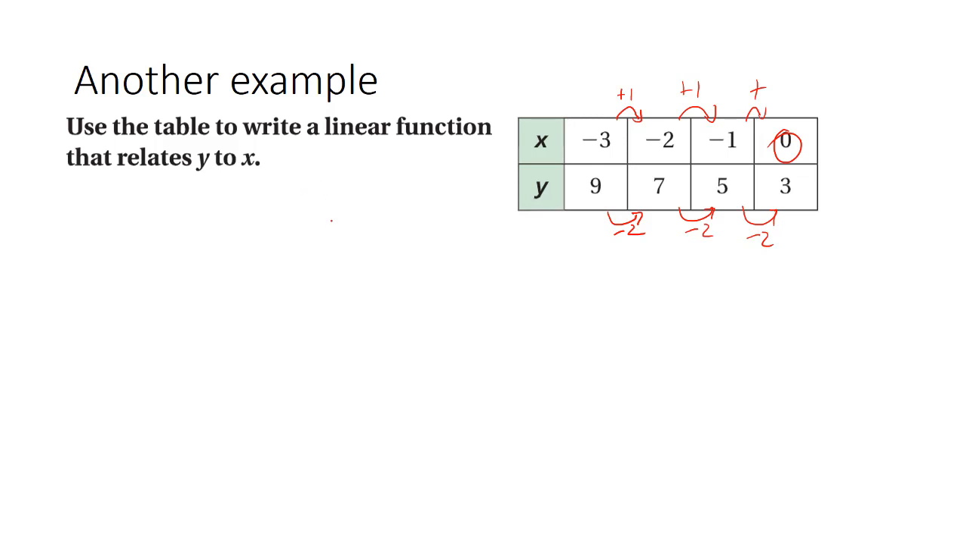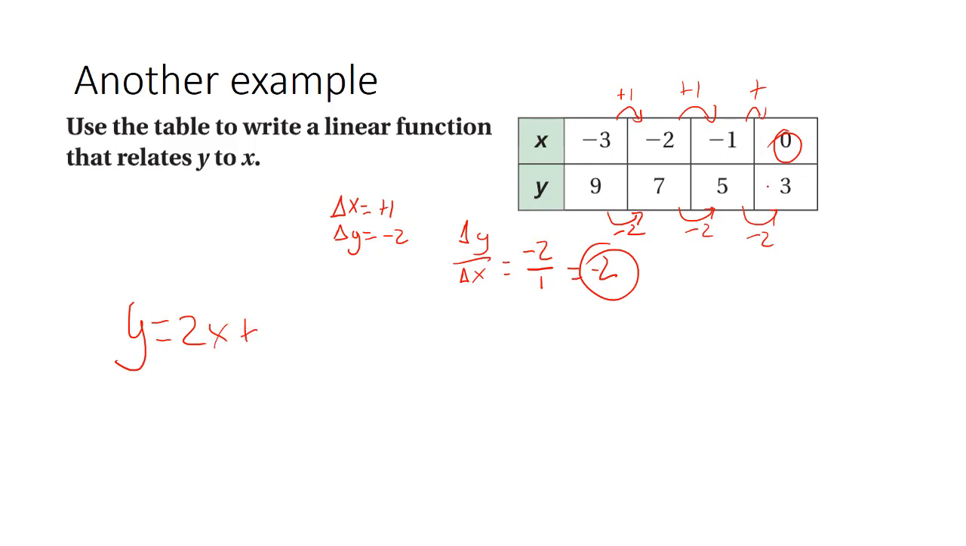And so that actually lets me know that my change in x is +1 and my change in y is -2. And since slope is change in y over change in x, this is -2 over 1, which is -2. That's the slope of my line. So y equals -2x plus b. Now remember, b is the y-intercept. The y-intercept is where x is 0. Well, when x is 0, y is 3. Y equals -2x plus 3 is my equation.